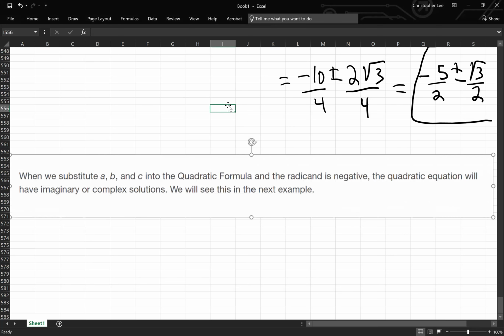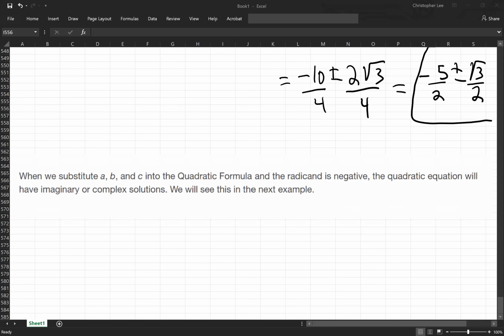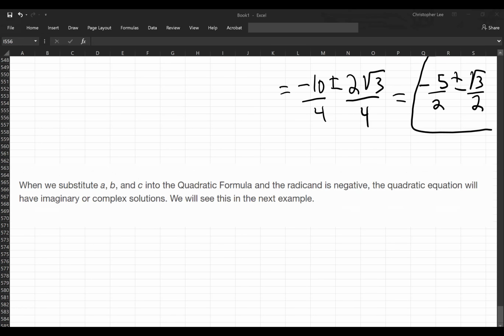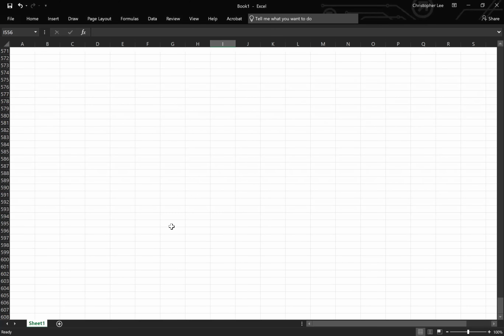So, quick note: when we substitute a, b, and c into the quadratic formula, and the radicand is negative, the quadratic equation will have imaginary or complex solutions, right? So, for example, sorry about that.